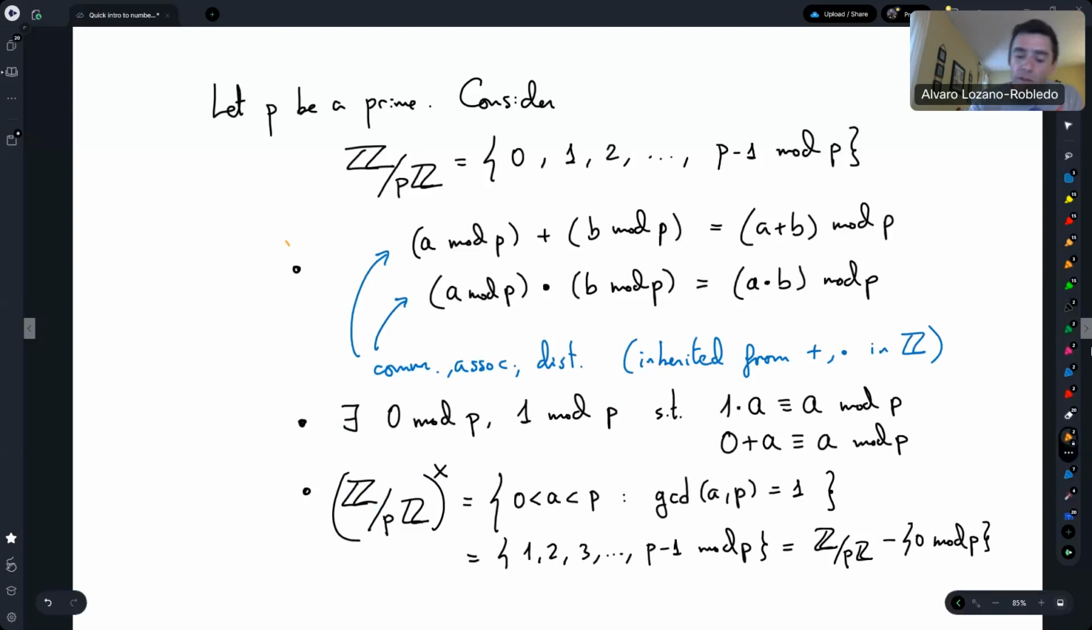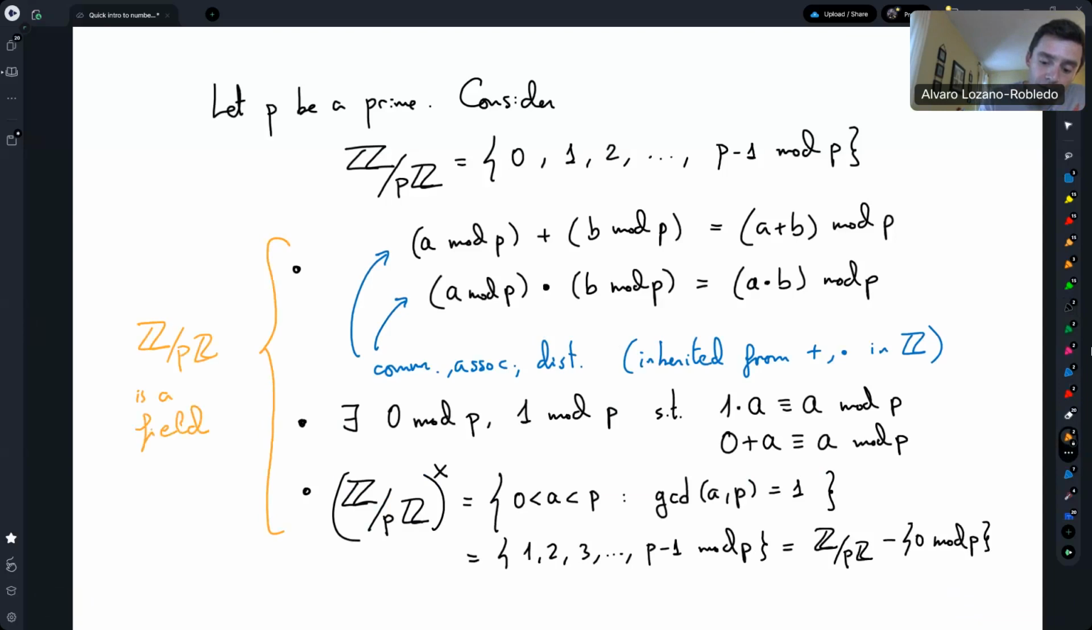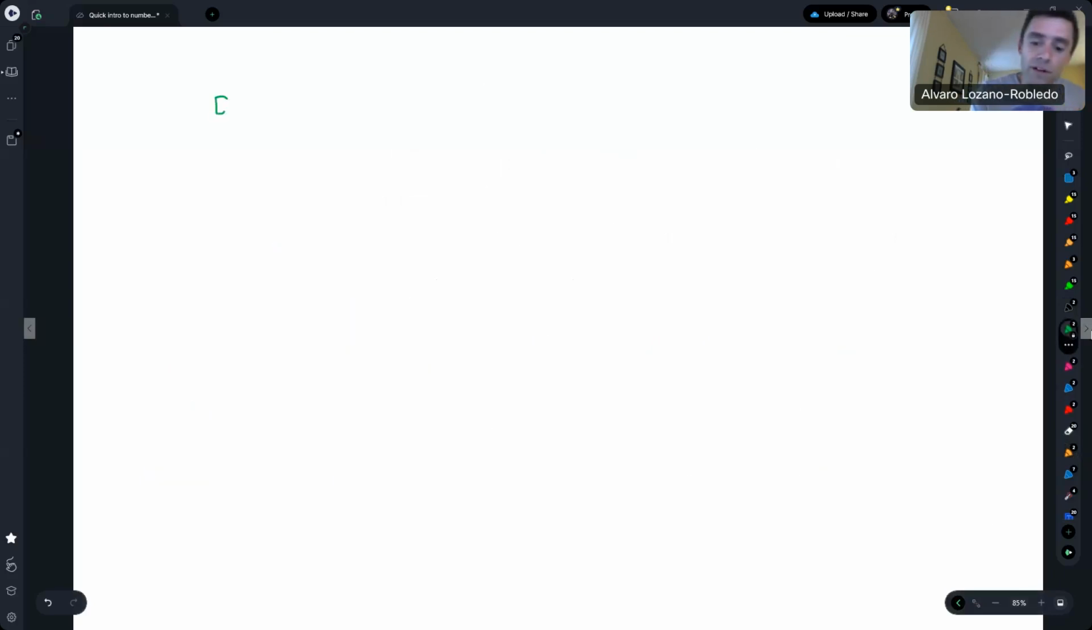And all these three properties tell you that Z mod PZ is a field, but with P elements, so it is finite with P elements. So it is a finite field. Great, let's just play around with one of these finite fields.